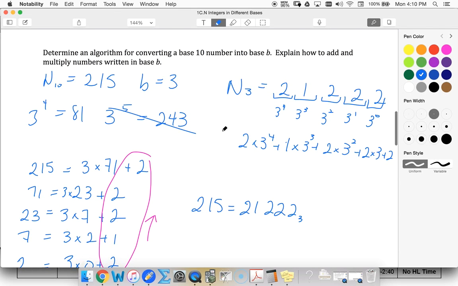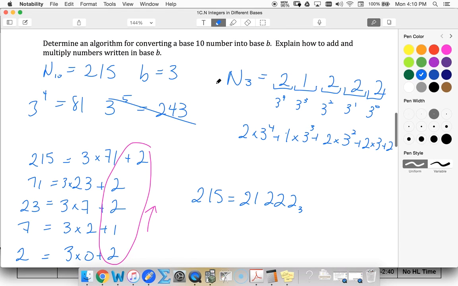Okay, so in the next video, I'm going to talk about how to add and multiply in base b.